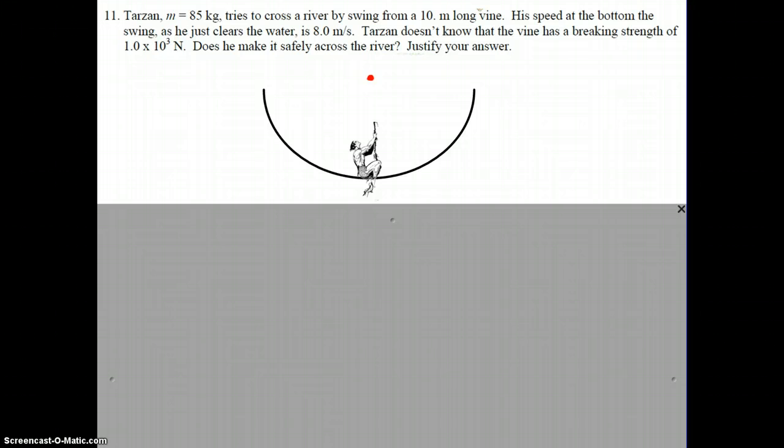And what we're going to do is start with a free body diagram for him at the bottom of the swing, just as he clears the water, where the information is provided for us. What are the forces acting on Tarzan? Well, we have his weight down, mg, and we have tension in the vine up. And we're reminded that this dot representing the center of the circular path, that the center of the circular path is positive.